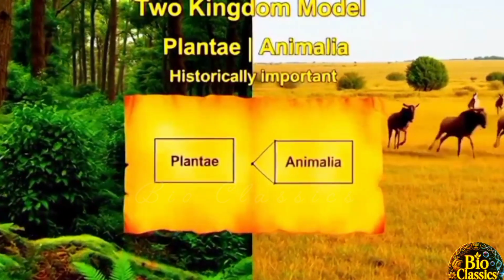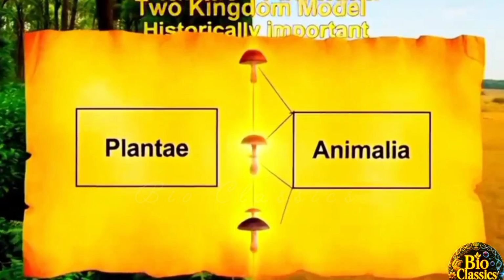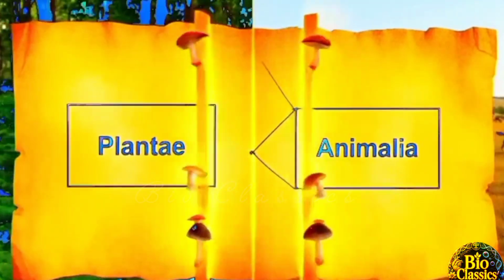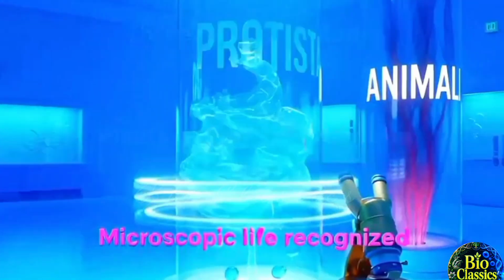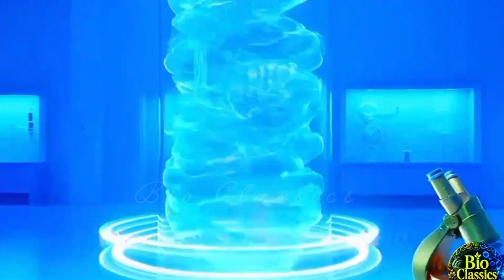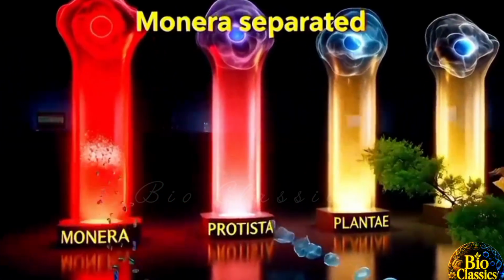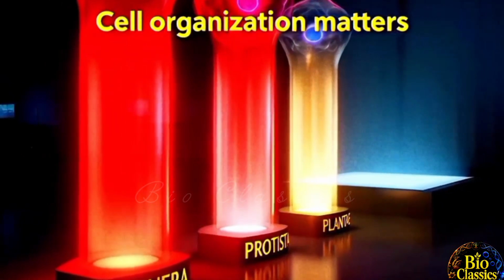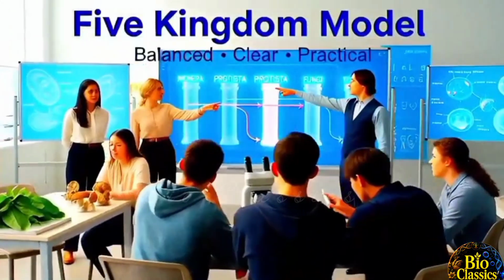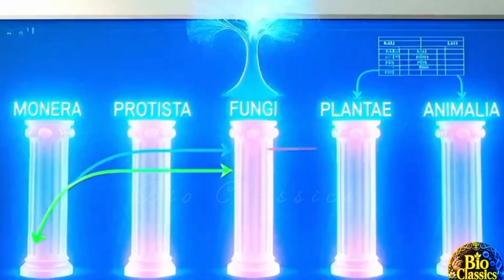For centuries, the simplest model divided life into plants and animals alone. The 3-kingdom model added Protista for microscopic organisms that did not match plants or animals. The 4-kingdom system separated bacteria into Monera, highlighting major cellular differences. The 5-kingdom system became a classroom standard because it explained life clearly and logically.